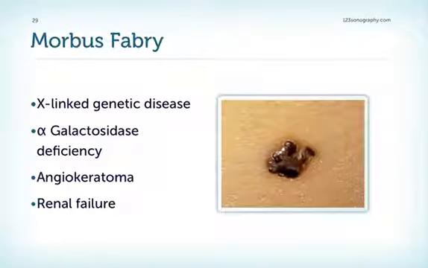The last form of restrictive cardiomyopathy I would like to show you is morbus Fabry. It's a very rare disease, but there is a specific treatment for this disease. It's an X-linked genetic disease which results in an alpha-galactosidase deficiency. It is associated with angiokeratomas. This is such an example. And the patients usually suffer from renal disease.